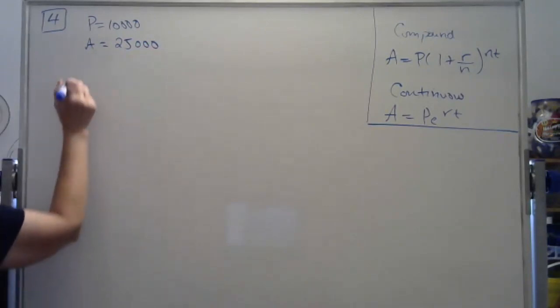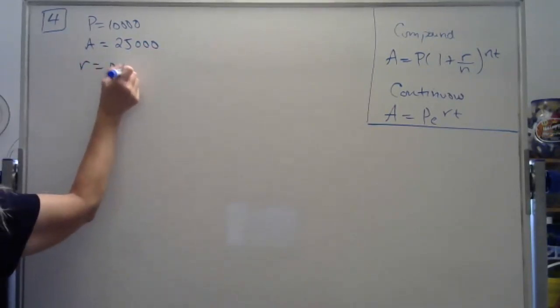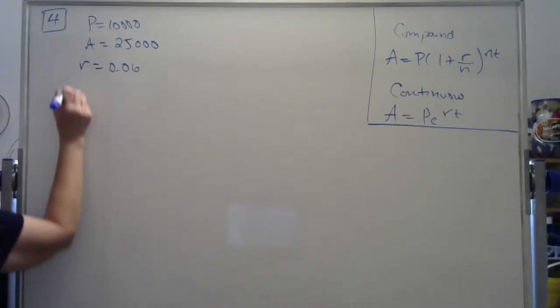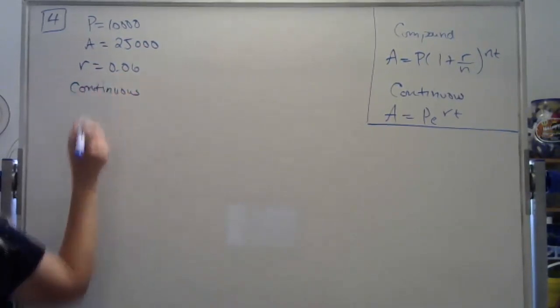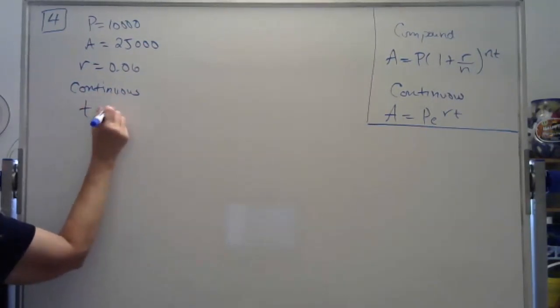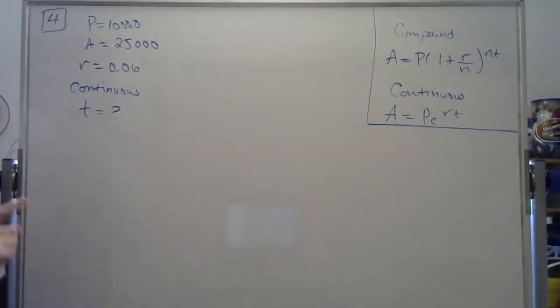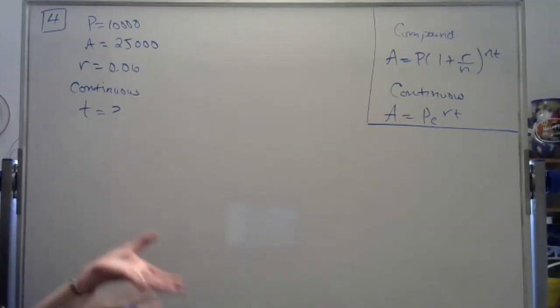So we want to end up with $25,000. We are investing it at a rate of 6%, so that would be 0.06. And it's continuous, so I don't need an N because it's continuous. What we're looking for is the time. So for the first time, the variable is going to appear up there in the exponent, which is why this appears in this section. So, okay, I think I've identified everything. Let's come in and use our formula.